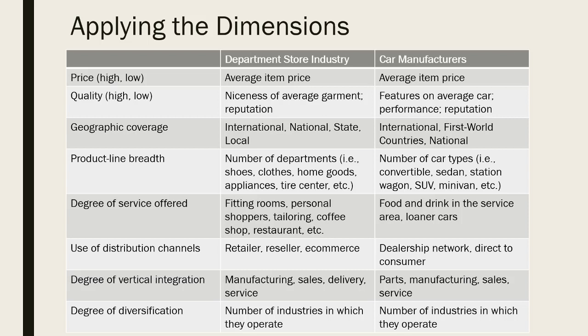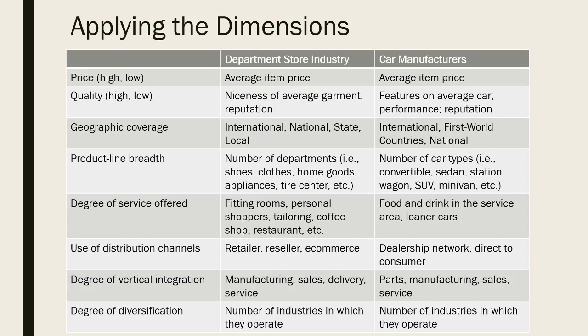The same thing goes when you start to apply things like geographic coverage, which is for department stores, there are a very few that are international. Mostly we see national level ones because the state and local area ones have almost all been acquired at this point with the national level geographic coverage. For car manufacturers, though, you find some car manufacturers that are international, some that only operate in the first world countries, and some that operate nationally. And so you would want to use that as your high, medium, and low.